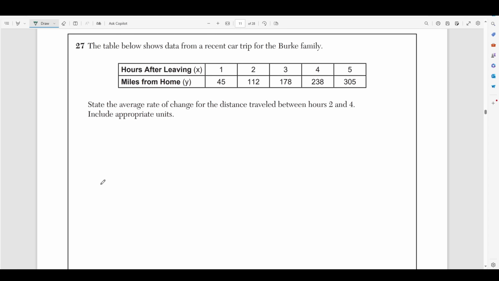Moving on to number 27, it says the table below shows data for a recent car trip for the Burke family. State the average rate of change for the distance traveled between hours 2 and 4 and include proper or appropriate units, right? So average rate of change, I'm just going to ask you to find the slope between 2 points. And the way that you read this table is this is an x value and this is a y output, right? An x input and a y output. So really you have the point 1 comma 45 if you were to graph this because of this table, right?